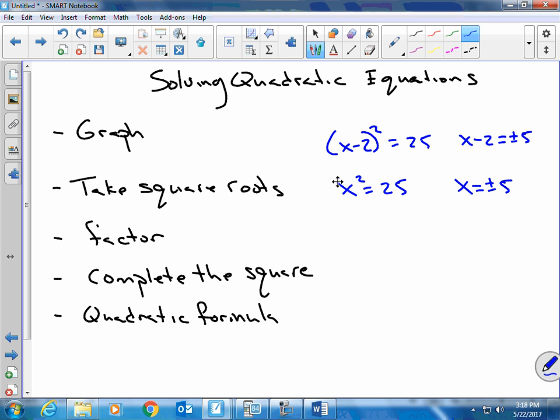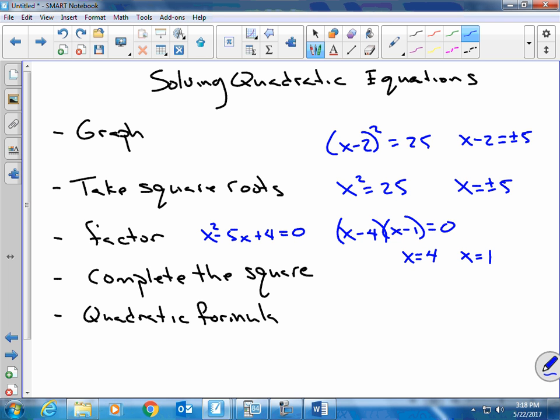I could factor. What if I had something like this? x squared minus 5x plus 4 equals 0. I could factor that: (x minus 4) times (x minus 1) equals 0. Then I could find out what makes each factor equal to 0.